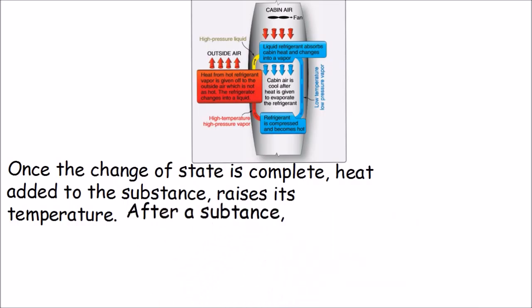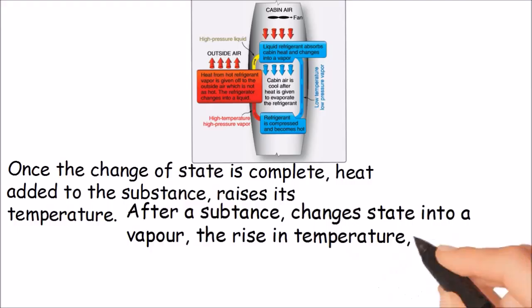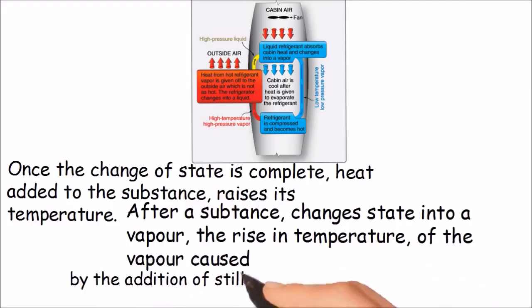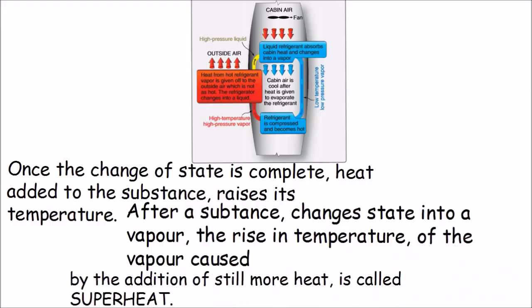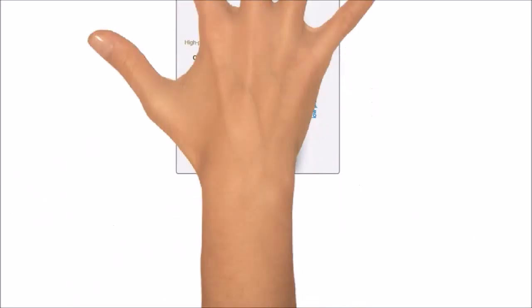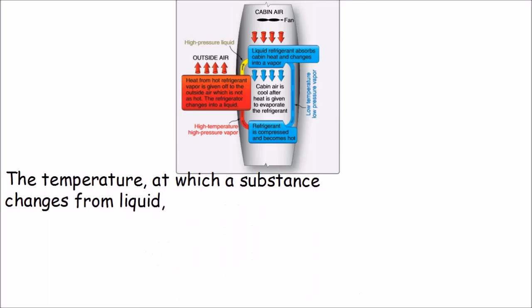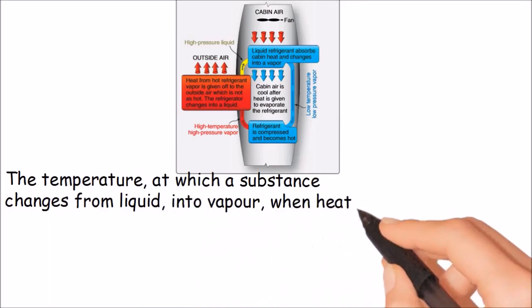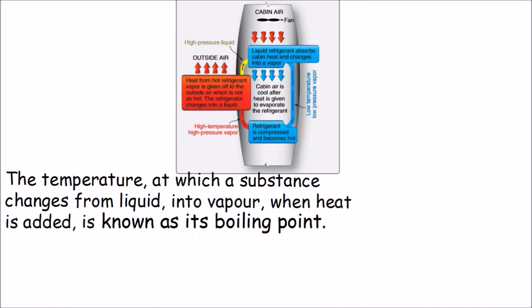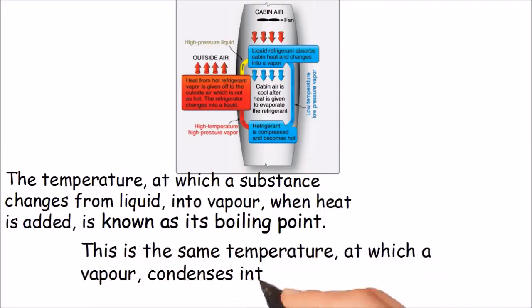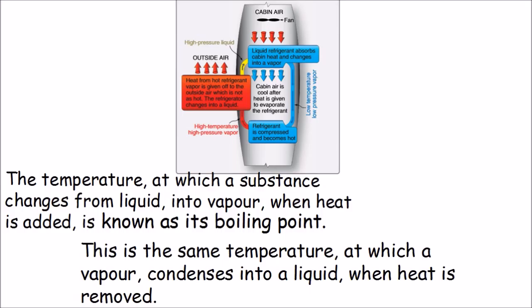After a substance changes state into a vapor, the rise in temperature of the vapor caused by the addition of still more heat is called superheat. The temperature at which a substance changes from liquid into vapor when heat is added is known as its boiling point. This is the same temperature at which a vapor condenses into a liquid when heat is removed.